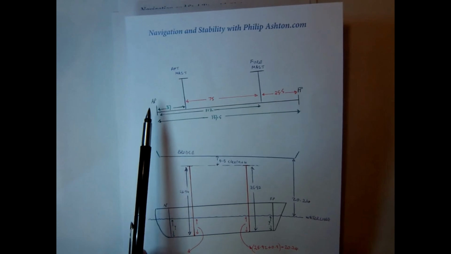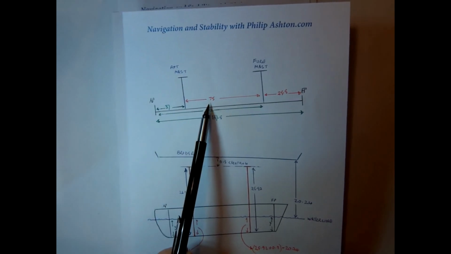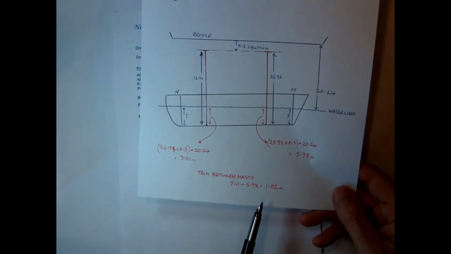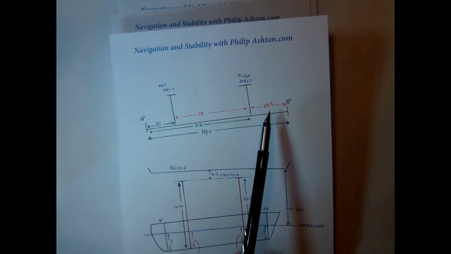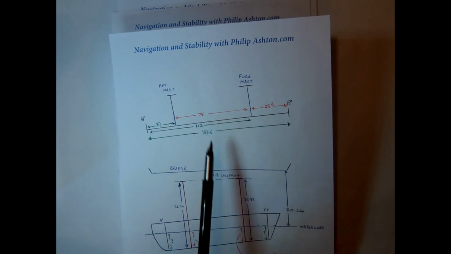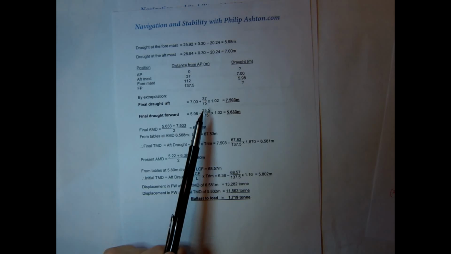So it's 37 over 75 times the 1.02, which is the difference. And the foremast will be 25.5 over 75 times that difference. So 37 over 75, 25.5 over 75. And that gives us our final drafts, forward and aft. They're our final drafts. The latter part of the problem is very straightforward.